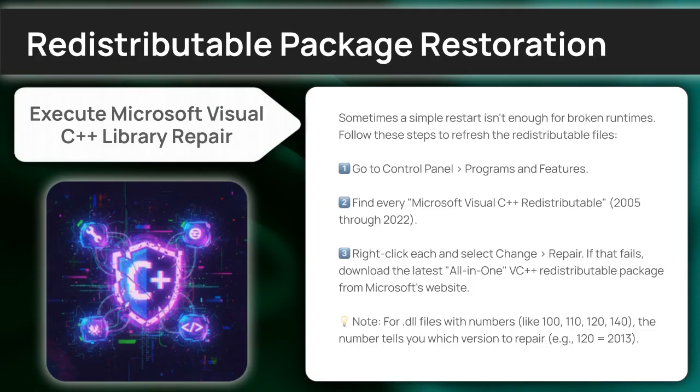Sometimes a simple restart isn't enough for broken runtimes. Follow these steps to refresh the redistributable files. First, go to Control Panel, then select Programs and Features. Second, find every Microsoft Visual C++ Redistributable 2005 through 2022. Third, right-click each and select Change, then select Repair. If that fails, download the latest all-in-one VC++ redistributable package from Microsoft's website.